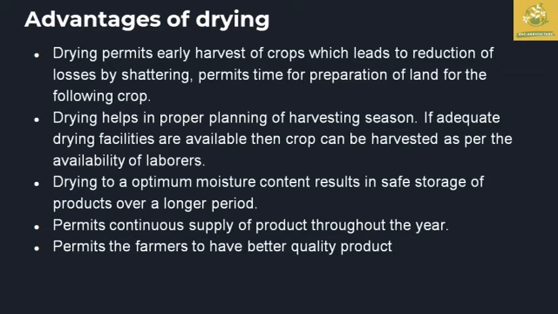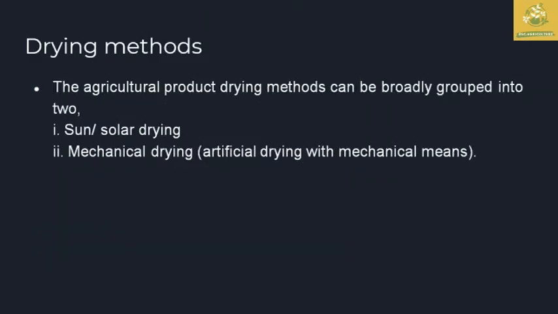marketing times. It also helps in proper planning of the harvesting period, and provides a drying facility, and harvesting as per the availability of labor is also an important advantage in the process of drying agriculture produces. There are two different drying methods classified.